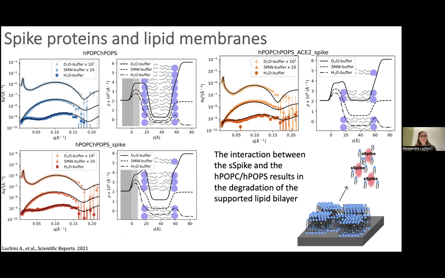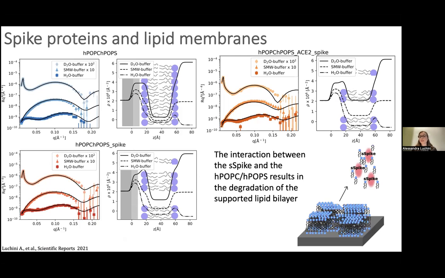But then we started repeating the experiment and consistently obtaining the same results. And in parallel, we also did some QCMD experiments and concluded that what we were observing is not an accident of a bilayer being destroyed by some wrong experimental condition. It was actually the effect of the spike protein.